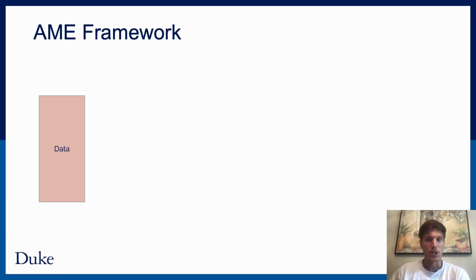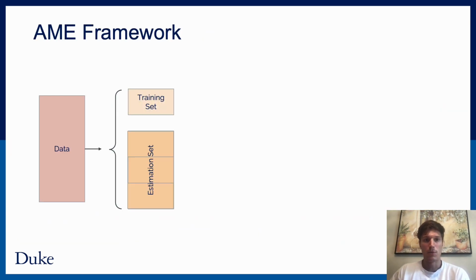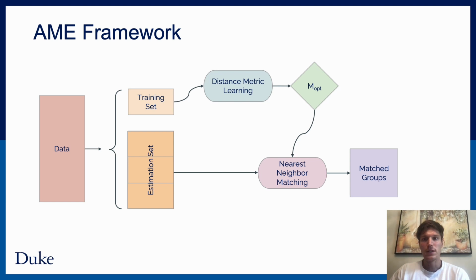So in our framework, we start with a data set, and we break it into a smaller training set and a larger estimation set. We use this training set to do distance metric learning, and we then use that distance metric to do nearest neighbor matching on the estimation set. We can then use those match groups to estimate causal effects. Now, our research focuses on the distance metric learning.